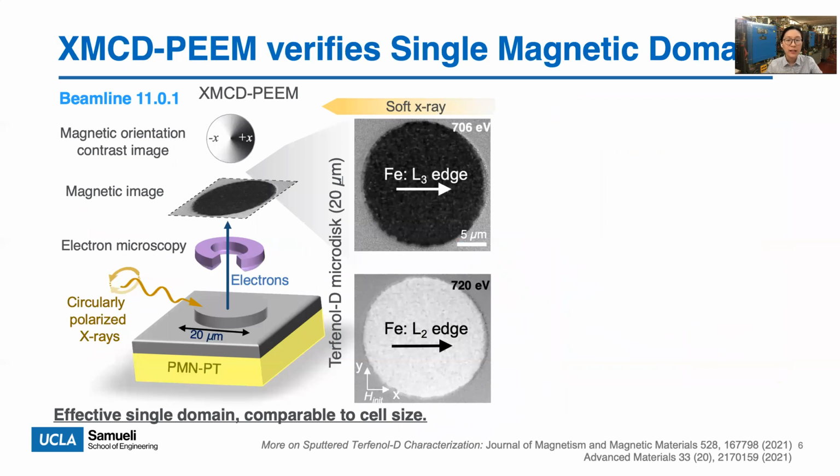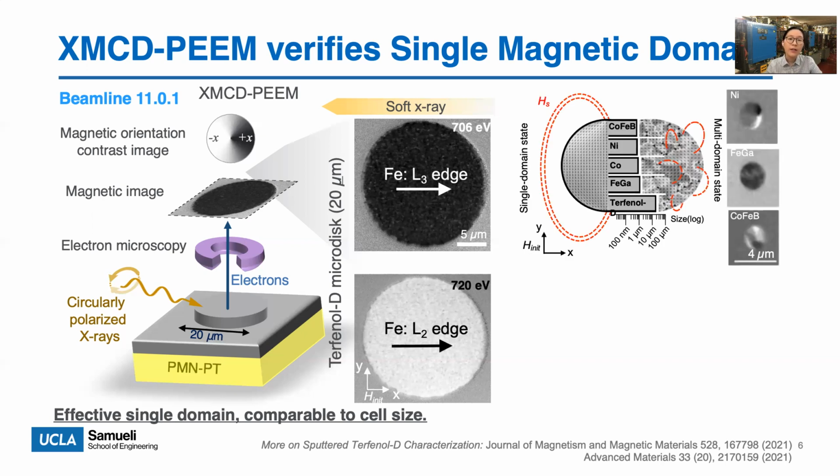So first of all, we need to check the magnetic domain states in Terfenol-D microdisks. XMCD is used to image the in-plane magnetization of Terfenol-D disks that are 20 micron in diameter. Here we went to the iron L3 and L2 absorption edges and took images. Since at the iron L3 and L2 absorption edges, the XMCD has opposite signs of magnetic dichroism, the opposite contrast in these two images confirms the observed image contrast is indeed magnetic related, and the structure exhibits a net single domain configuration.